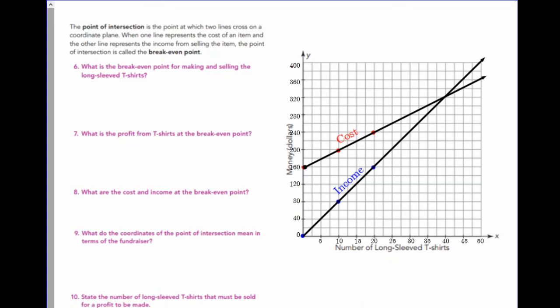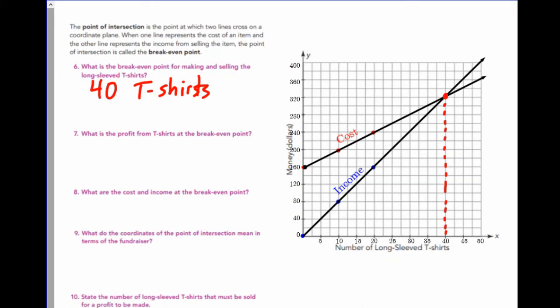Okay? So 6 says, what is the break-even point for making and selling these t-shirts? Well, that's the same thing as the intersection point, right? Which we already said was 40, because you see that point of intersection right there, and if we just draw a straight line down, it's at 40 shirts. So 40 t-shirts.